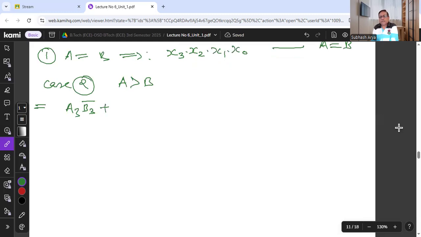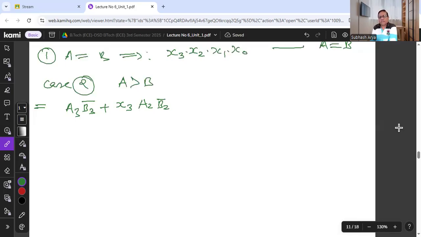If this is not the case, then it means that information is captured by X3. The next lower bit of the numbers shall be compared, that is the A2 B2 bar. It has to be 0 and A2 has to be 1. Then only we can decide that A is greater than B.